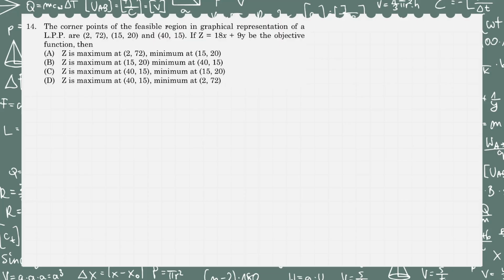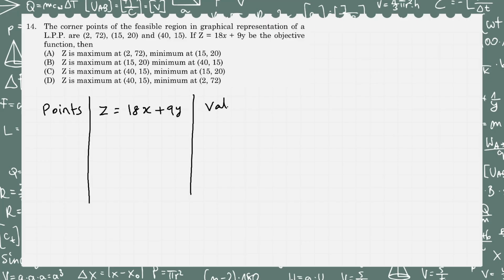The corner points of the feasible region in the graphical representation of an LPP are (2, 72), (15, 20) and (40, 15). If z equal to 18x plus 9y is the objective function, then which of the options can we choose here? So now we have to create the table for the points given. Let us take the points in the first column and the objective function's value 18x plus 9y in the second column, and the final value in the third column. So let's list them down here.